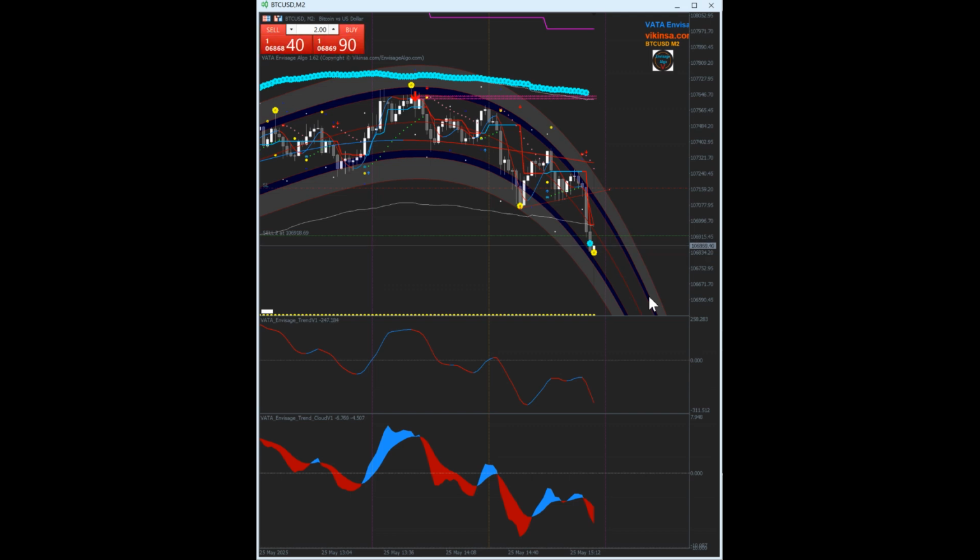So let's see how it goes with this trade. Okay, the momentum is looking really, really good. This is what we have been expecting.